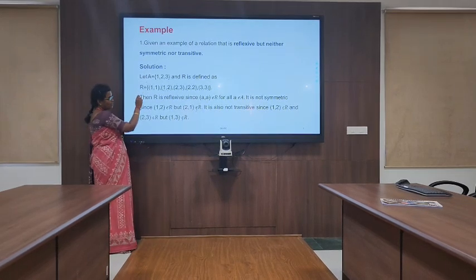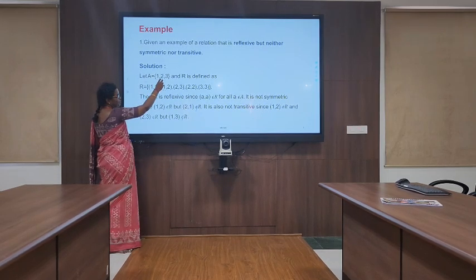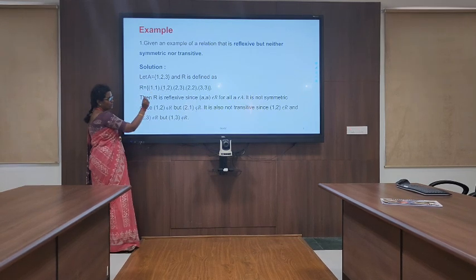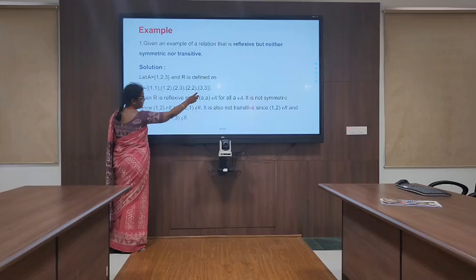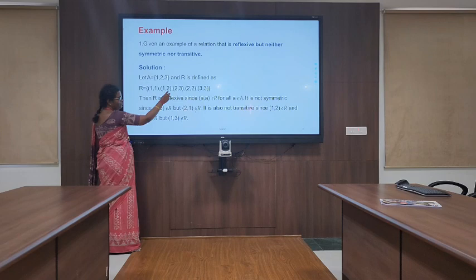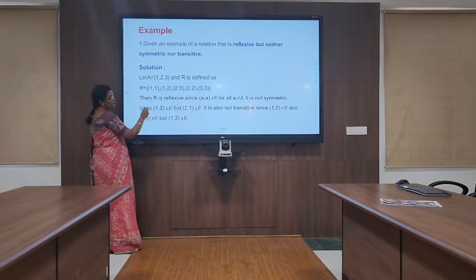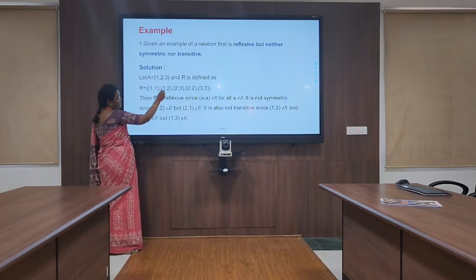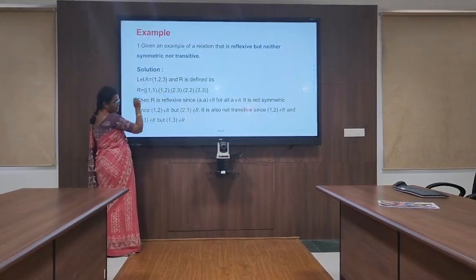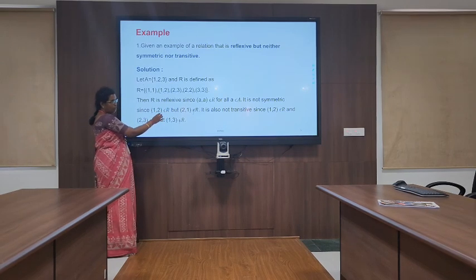So if this is my relation R, let me show R is reflexive first. For all the elements 1, 2, 3 belonging to A, it should be related with itself. So 1 related with 1, 2 related with 2 and 3 related with 3. So as all the 3 elements are related with itself, here R becomes reflexive. But R is not symmetric because 1 related with 2, but 2 is not related with 1 in R. As this condition is not obeyed, R doesn't satisfy the symmetric property.